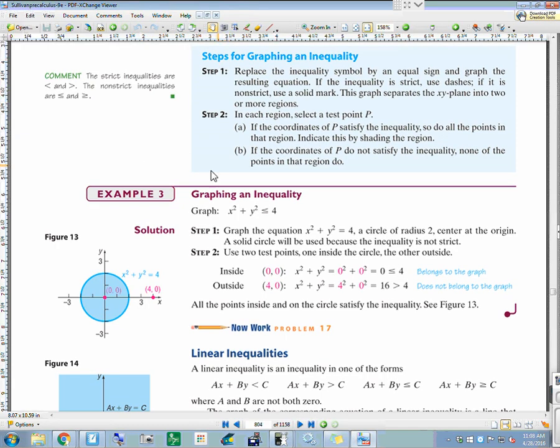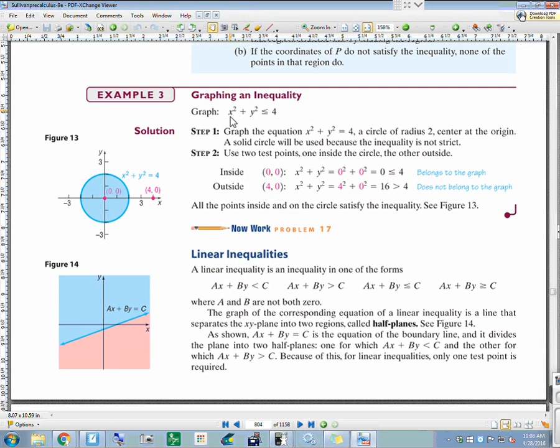Steps for graphing inequalities. Just make sure you follow them through. Always go through and graph the equation that you got as if it does not have an inequality. That's what you need to do to find where your boundary is going to be. Then after that, you do the regions. And if you want to test to make sure that you've got it correct, pick a point. See if it works. Does it fit the inequality?